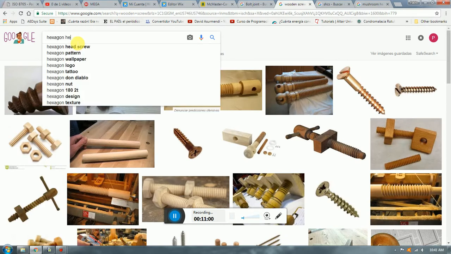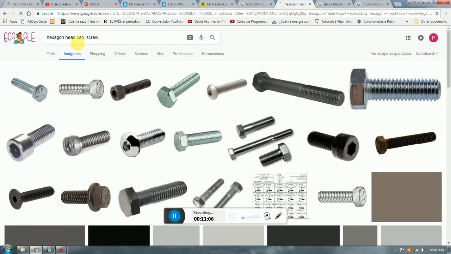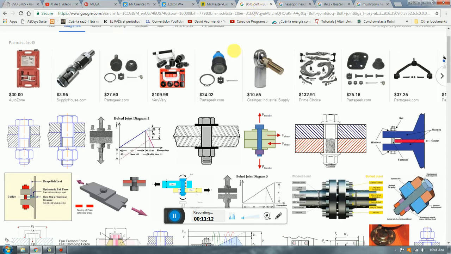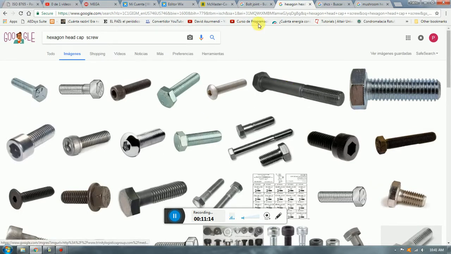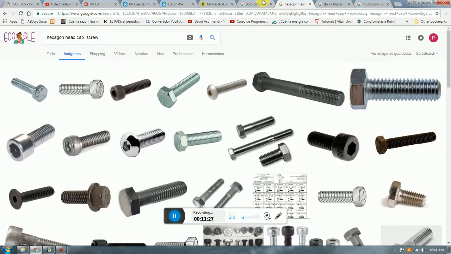Hexagon head cap screw. They're going to be pretty much the same thing. Here it is. So this is a screw, this is a screw, and this is a bolt, and you're going to see, but this is the same thing. Not exactly, okay? And now it gets confusing. The bolts have their own standards, and the screws have their own standards, okay?